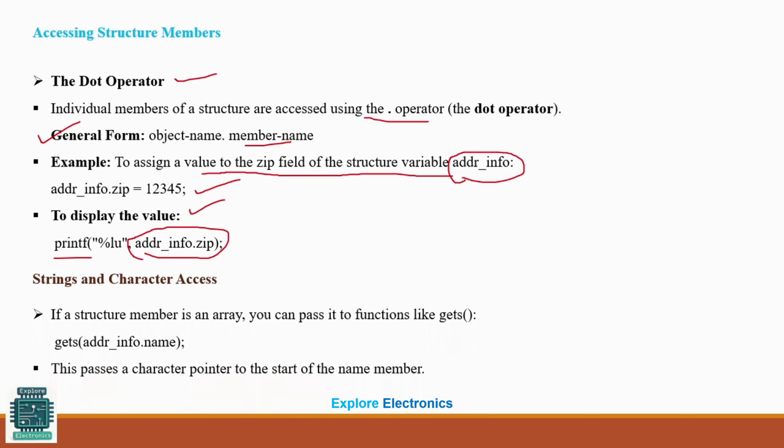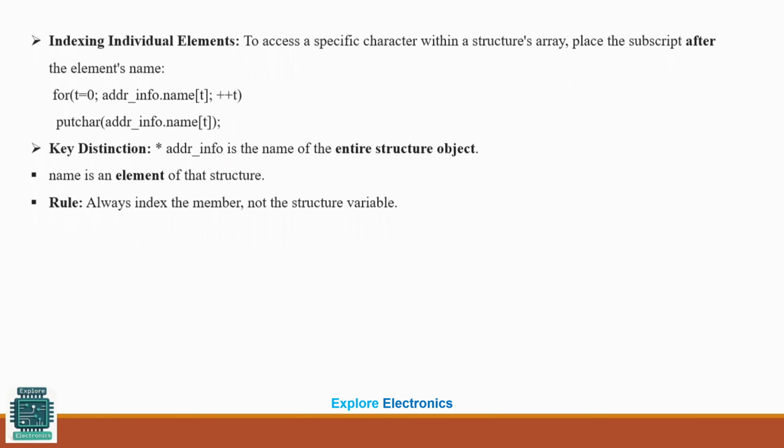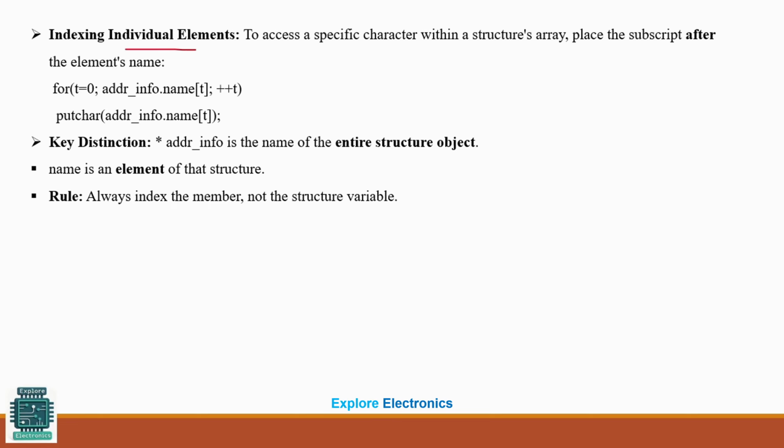If a structure member is an array, you can pass it to functions like gets. Means gets(address_info.name). In this way, you can access the structure member if it is an array. This passes a character pointer to the start of the name member. Right?